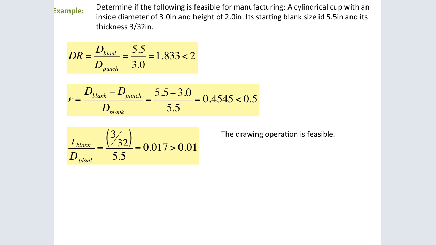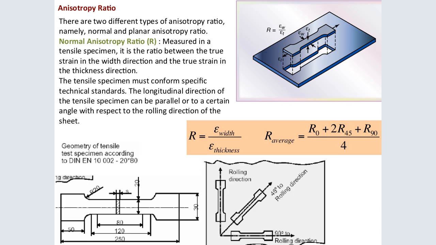And then the ratio now is the D blank minus the D punch over the D blank, and then it can be calculated, and then the T blank, that is the thickness, is divided, and then you find the final answer as 0.017, which is less than 0.01. That is, the drawing operation is feasible.